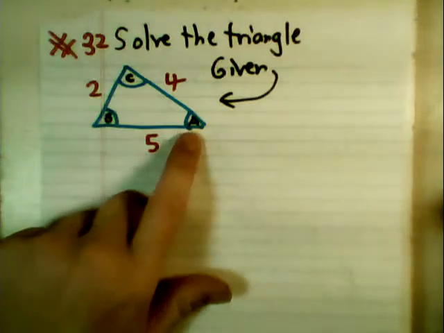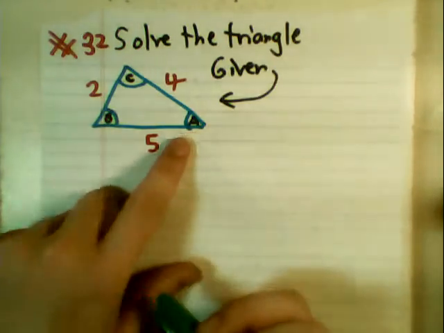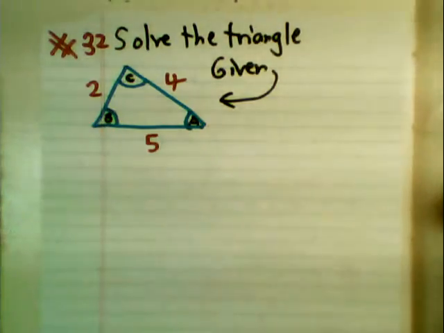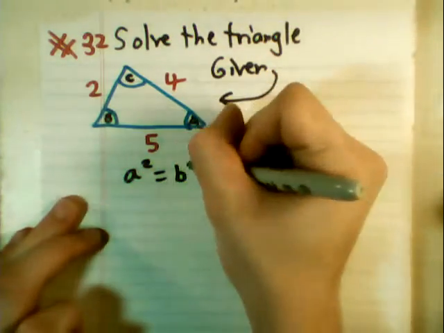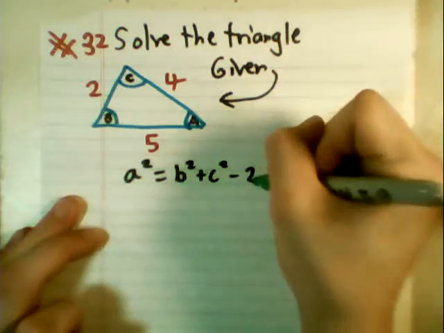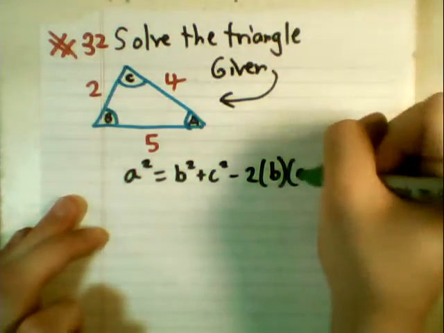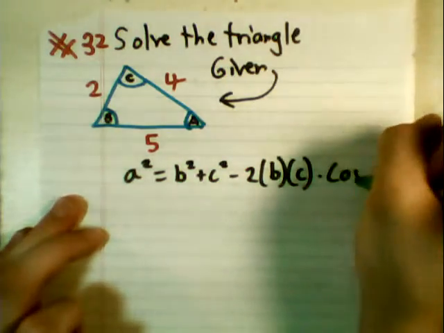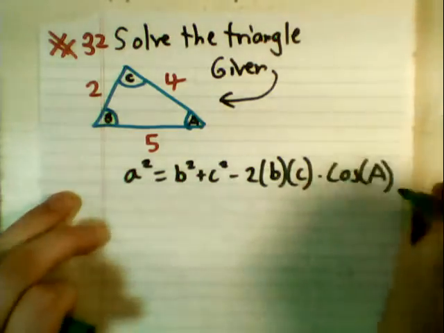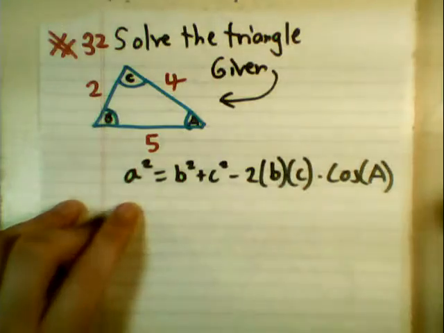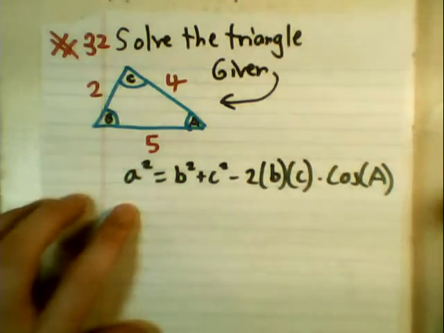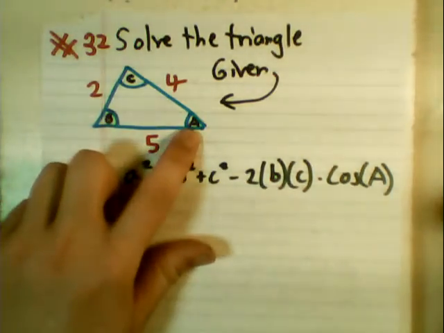So let's first solve for angle A. Let me write the equation for the law of cosines. Opposite angle A: a squared equals b squared plus c squared minus 2 times b times c times cos of angle A. That's the law of cosines that I will be using for the next ones. Okay, so we're going to do angle A.